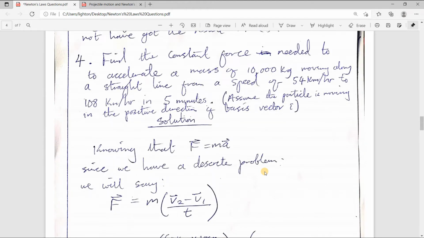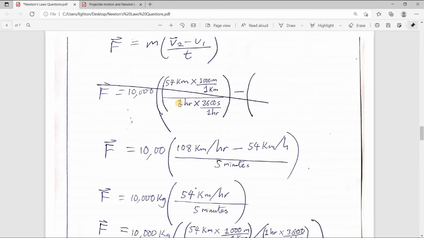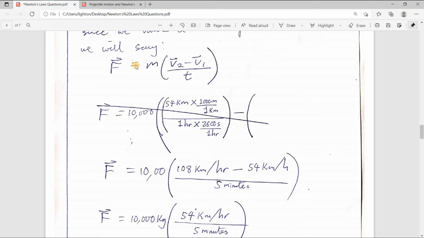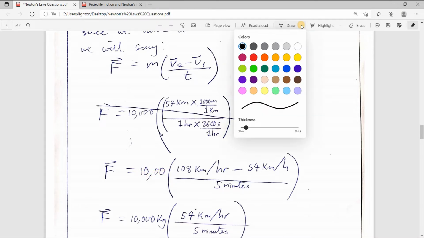So we want to find the constant force needed to accelerate a mass of 10,000 kg moving along a straight line from this speed to that speed. That's what we want to find. So using the formula force equals ma, the same as Newton's second law, force equals mass times acceleration, with the acceleration in brackets. The mass is 10,000, so this is just 10,000.